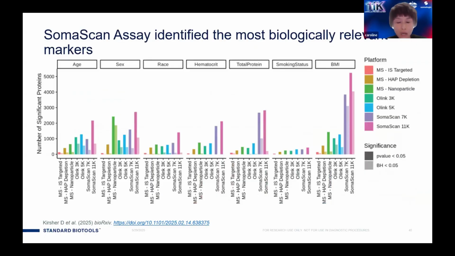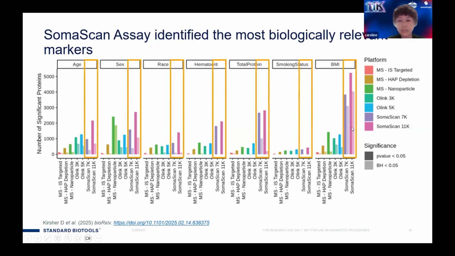They also wanted to understand the biologically relevant markers detected across these different proteomic platforms. They included clinical metadata such as age, sex, race, hematocrit level, total protein level, smoking status, as well as BMI, to look at the significant markers identified across these platforms associated with these different factors. Again, the SomaScan assay demonstrated that we are able to detect the highest number of significant markers compared to the other proteomic platforms.